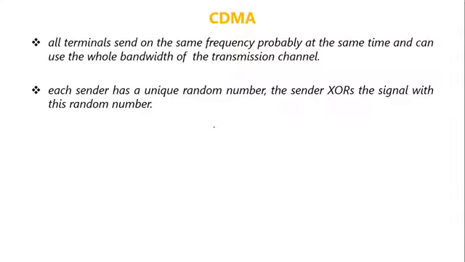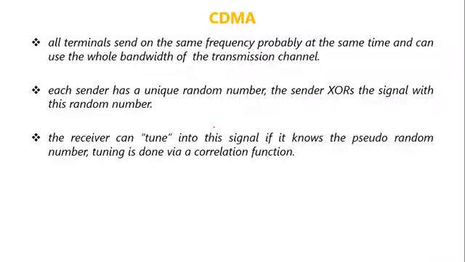Each sender has a unique random number, which is the code. What the sender will do is XOR the signal with this random number. Whatever data the sender wants to transmit will be XORed with this particular random number. The receiver can tune into the signal if it knows that random number. So that random number is nothing but the code. This XOR operation is nothing but the encoding operation.